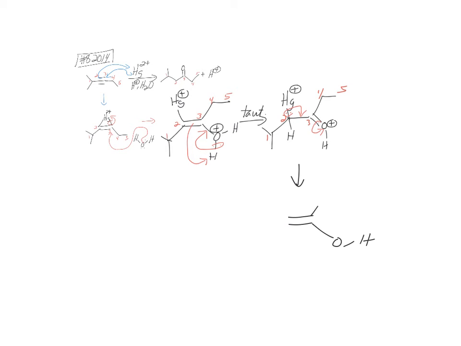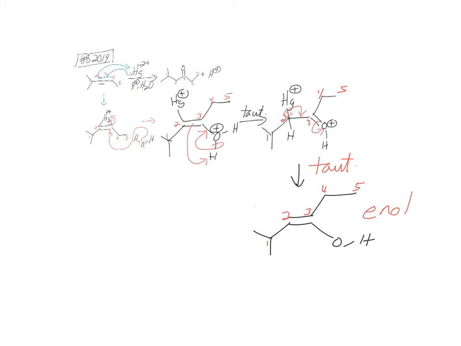OH. 1, 2, 3, 4, 5. So this is back to an enol, right? So this is really a tautomerization as well. We just went from a ketone to an enol form, right? But now we're going to go back from an enol back to a ketone, because at the end of the day, right, we need to make a ketone.